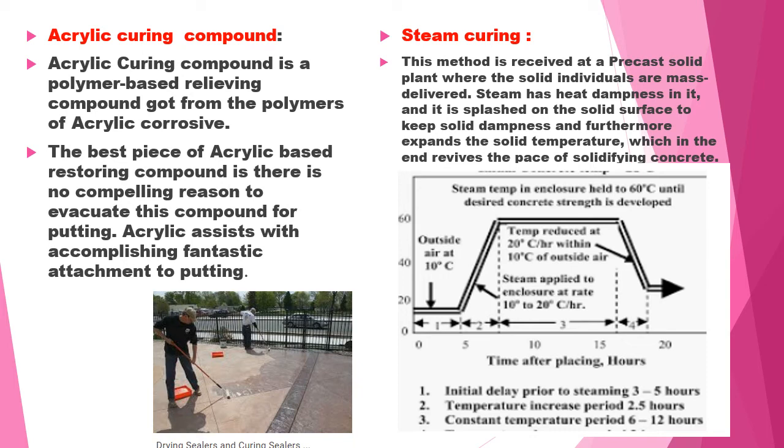Steam is applied to the enclosure at the rate of 10 to 20 degrees centigrade per hour. Temperature is reduced at 20 degrees centigrade per hour, to within 10 degrees centigrade of the outside air. Time after placing, in hours: initial delay prior to steaming, 3 to 5 hours. Temperature increase period, 2 to 5 hours. Constant temperature period, 6 to 12 hours.